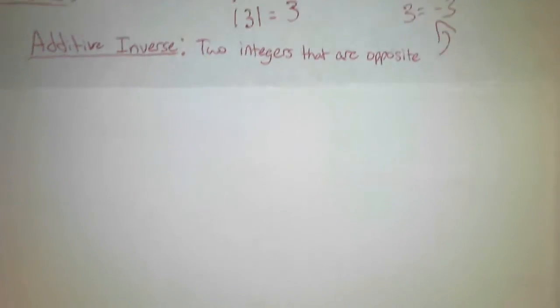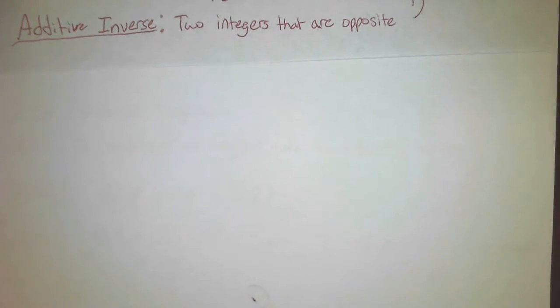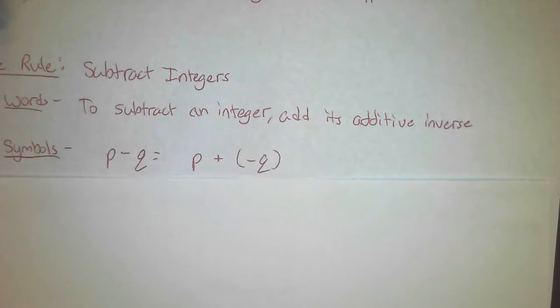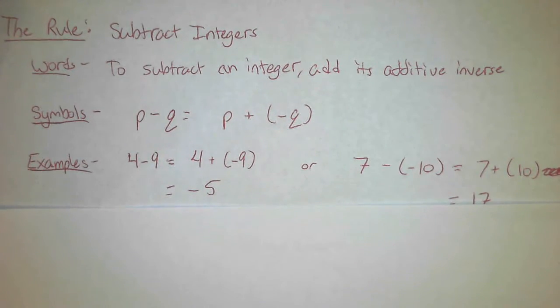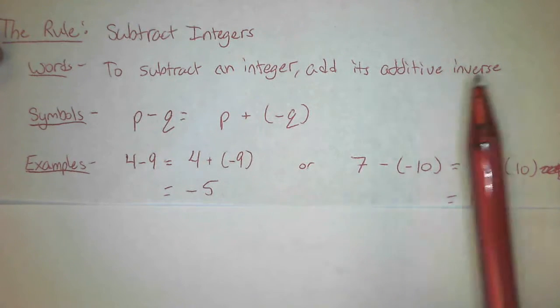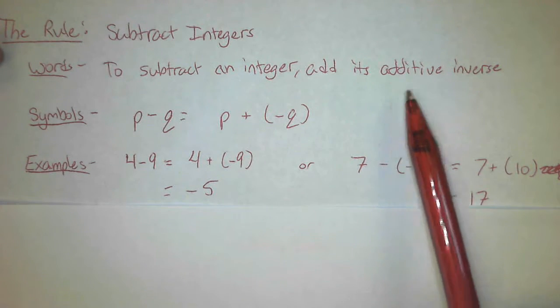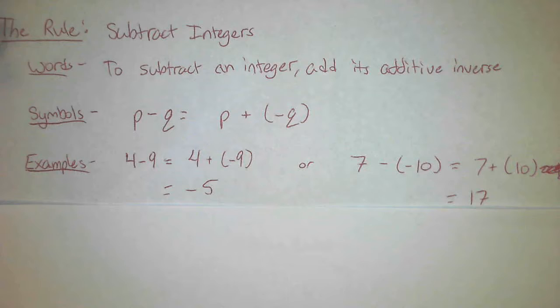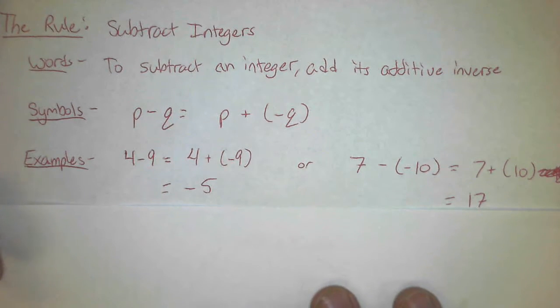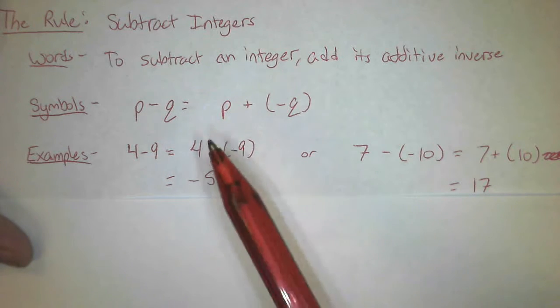After vocabulary, we have our rule. It's only one rule for subtracting integers. So to subtract integers, you need to add its additive inverse. So this might be a little confusing at first, but we'll get through it.